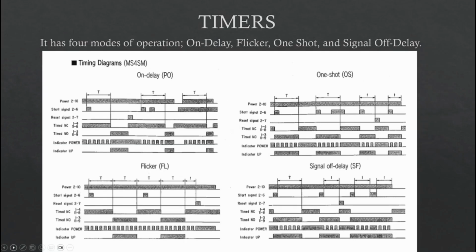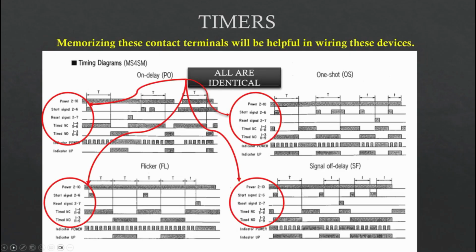Now, this slide is showing you the 4 settings that you'll see on the timer, and it gives you the terminal numbers for all of those timers. And I believe, yep, on our next slide here, we're showing where all of the contacts are. So up there at the top left, we'll just use that because they're all the same. It's just a matter of if you set the timer on a different setting: on delay, flicker, one shot, off delay, all of those.